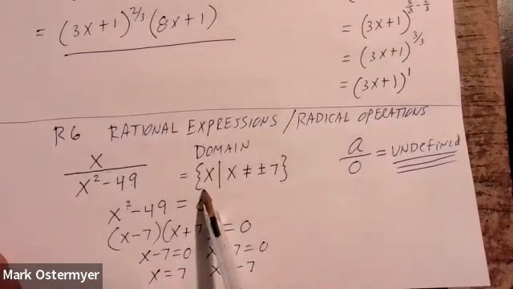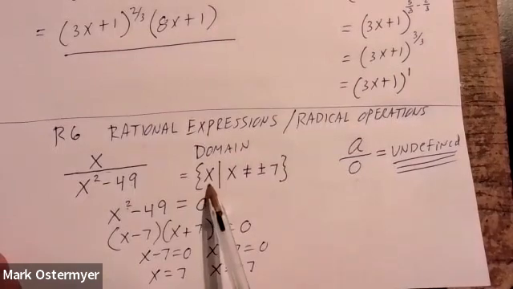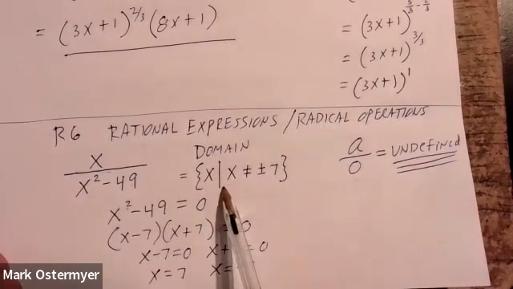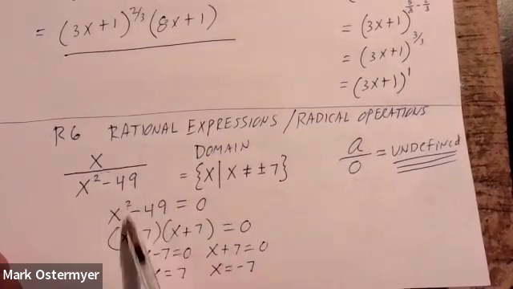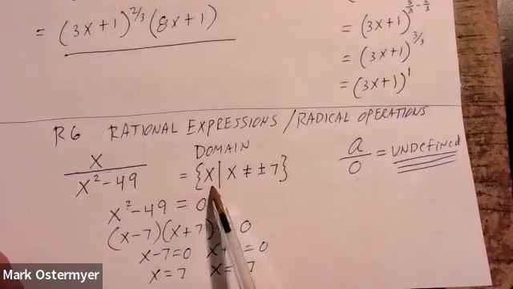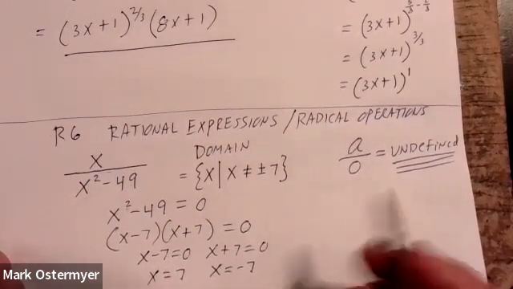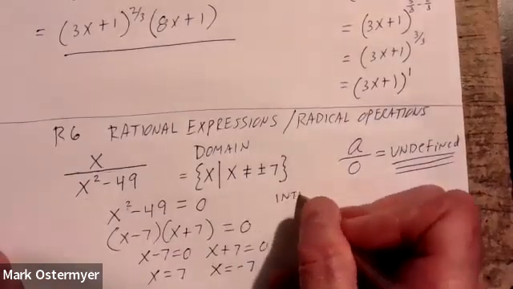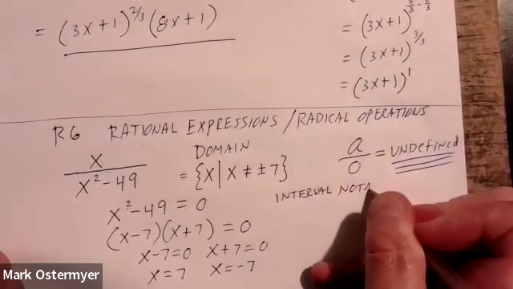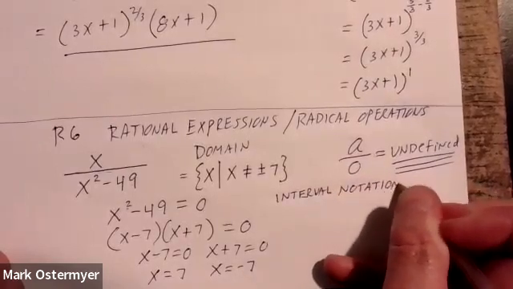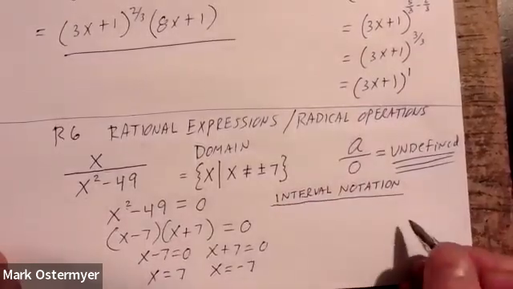Again, the domain represented using set builder notation or set notation is the set of all real numbers x such that x can never be equal to positive or negative 7. Another way to represent this domain, or all real numbers that are not 7 or negative 7, is to use what is called interval notation. Interval notation is used a lot in calculus. Interval notation makes use of parentheses and or brackets.